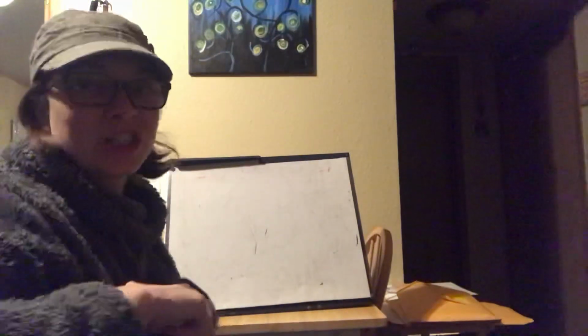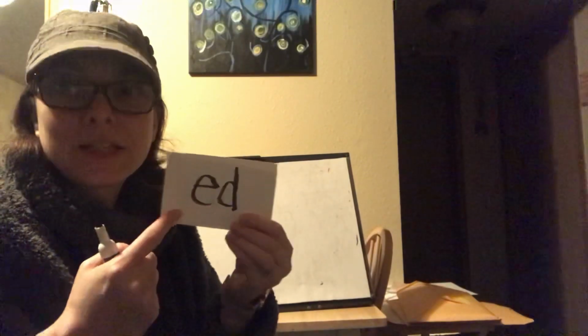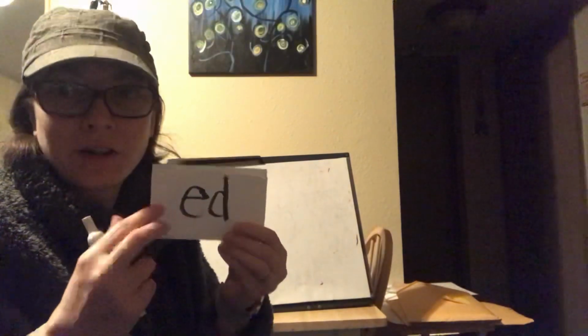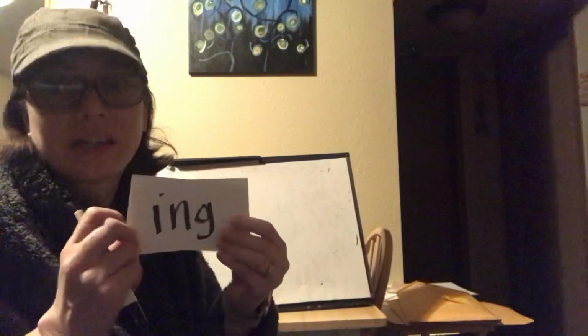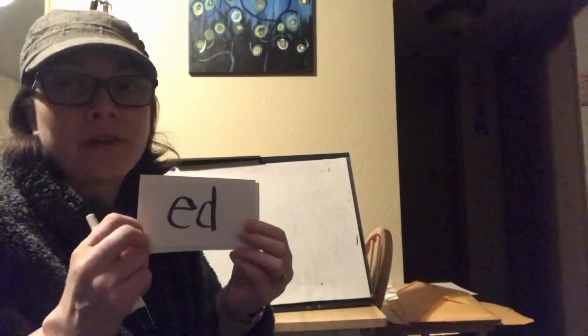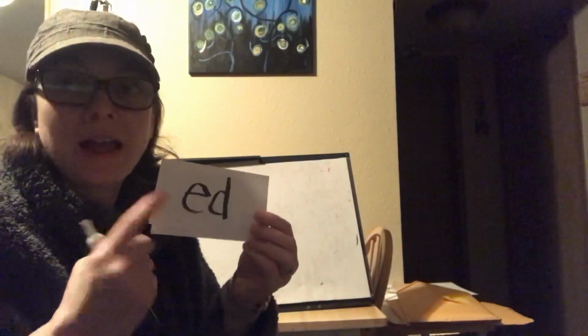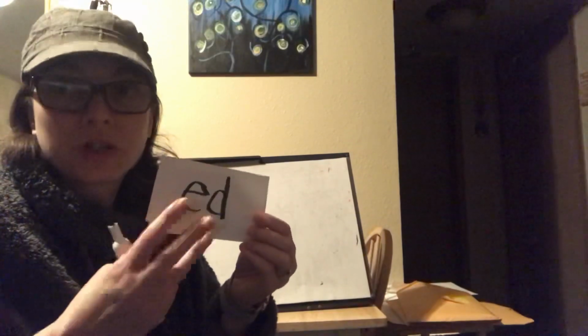So I'm going to kind of show you an example. The thing about ed is when you add it to the end of a word, it can make 3 different sounds. It can say d, it can say ed, and it can say t. So ed is a little bit trickier. Ing will always say ing. Ed, however, can make 3 sounds. It can say ed, d, or t.